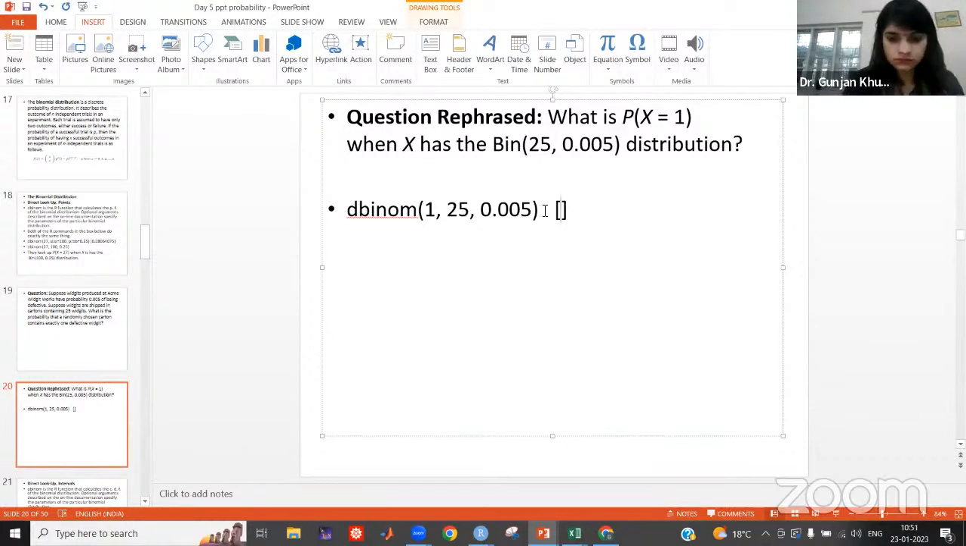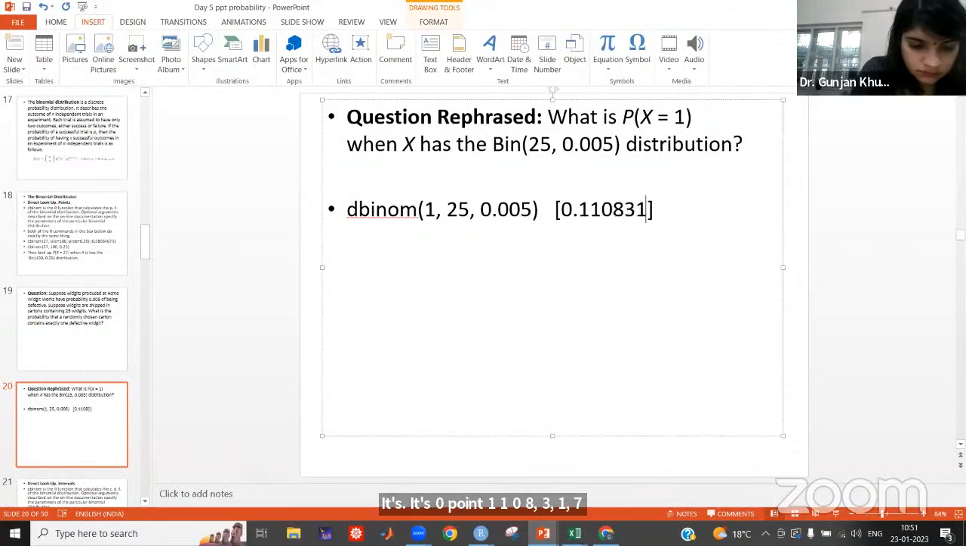It's 0.11083117. Okay, we'll confirm it. Point 005, right? 0.005. It is 0.11083117. Right. Okay.